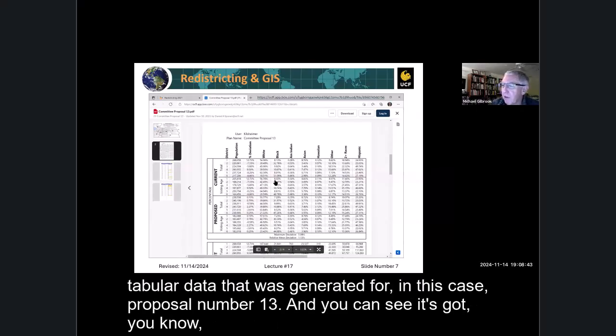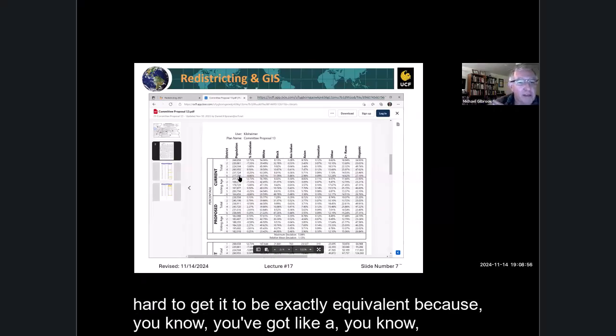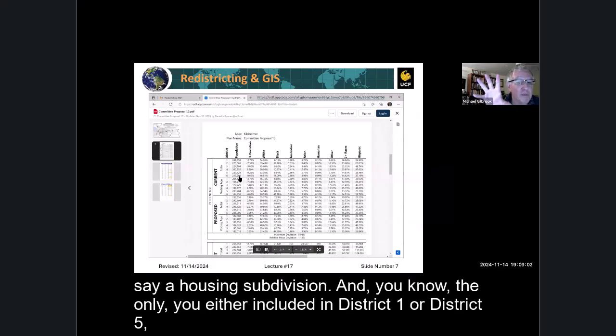So here is the tabular data that was generated for, in this case, proposal number 13. You can see how many people are in each district, 1 through 6, and what the total population would be. It's very hard to get it to be exactly equivalent because you've got, say, a housing subdivision, and you either include it in District 1 or District 5.